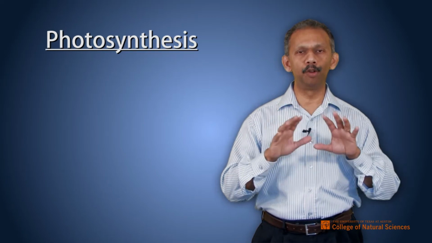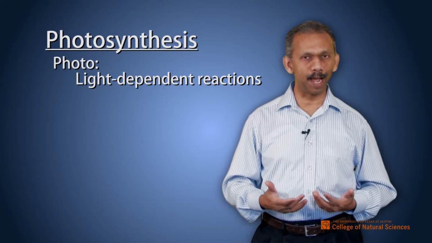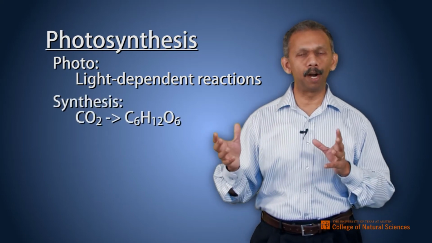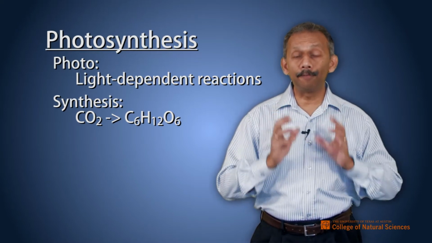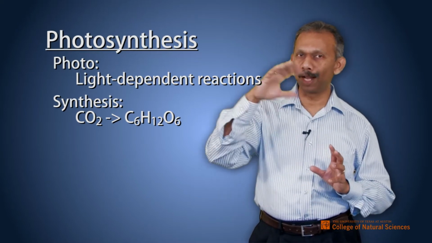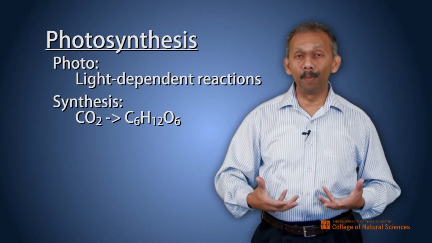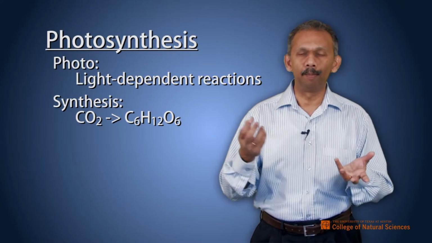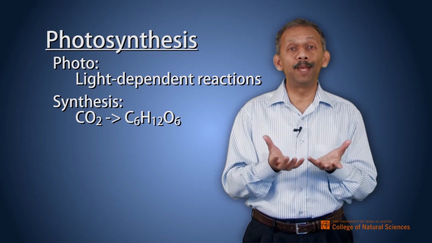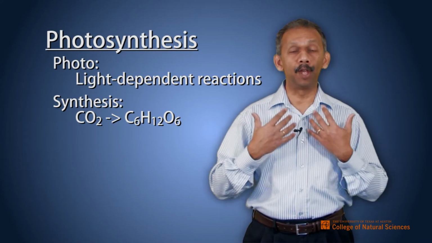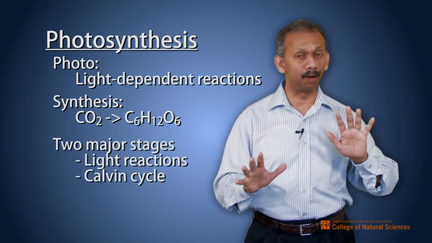Photosynthesis has two major parts. The word photo refers to light-dependent reactions. Synthesis refers to the part where the carbon dioxide is fixed to make carbohydrate. That is the stage where the carbon dioxide present in the atmosphere in gaseous form is fixed into a consumable form such as carbohydrate by adding the hydrogen extracted from the water. So that is the overall big picture of photosynthesis, and we are going to see that in two major stages: the light reaction and the Calvin cycle.